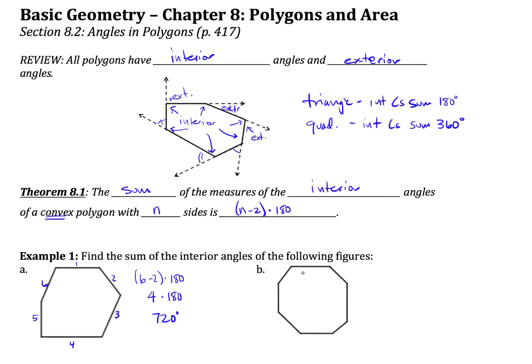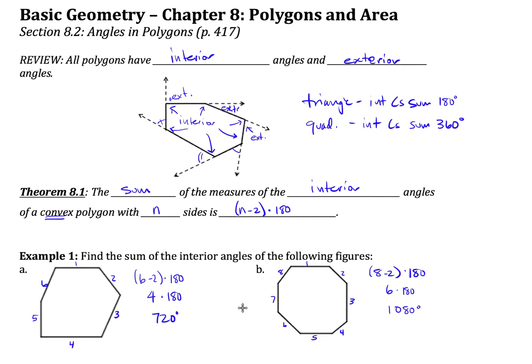Over here we have a polygon with more sides. So we have 1, 2, 3, 4, 5, 6, 7, 8 sides on this polygon. So we have an octagon here. So to find the sum of its interior angles, we will take 8 minus 2 and multiply that times 180. So 8 minus 2 is 6. So we're going to be doing 6 times 180. And 6 times 180 is 1,080 degrees. So that's the sum of the interior angles of an octagon, 1,080 degrees.